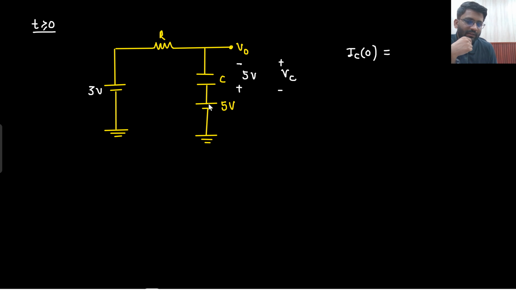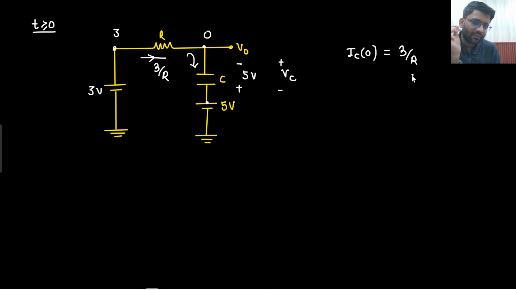So this is your 5 volt and this is having minus 5 voltage. I am assuming that the capacitor is holding its voltage. So this is 5 and this is minus 5, this voltage will be 0. 5 minus 5, what would that be? This voltage will be 0 and this voltage is 3 volt. So 3 volt here, 0 volt here. How much current will it be driving? 3 by R. Now this 3 by R current will be charging this capacitor. So current is 3 by R.